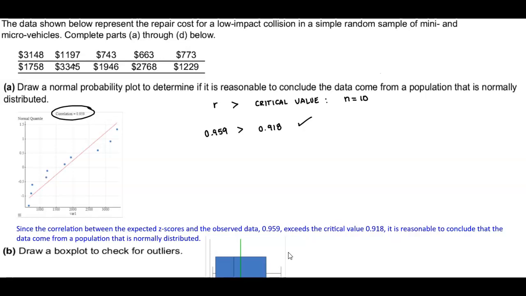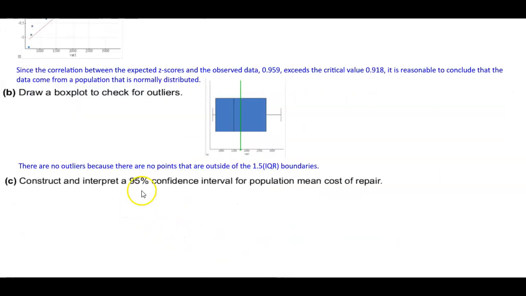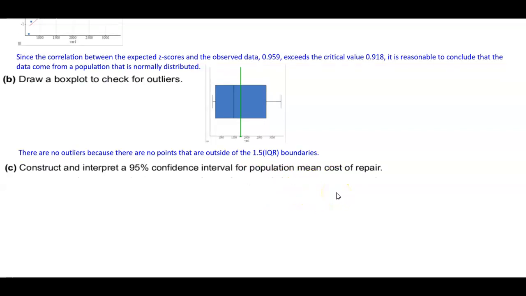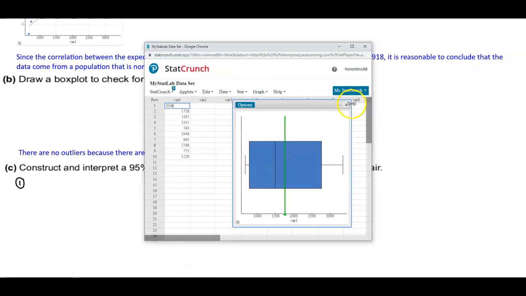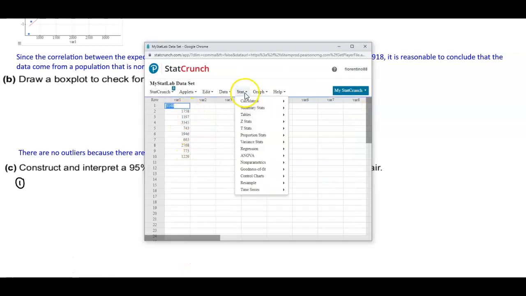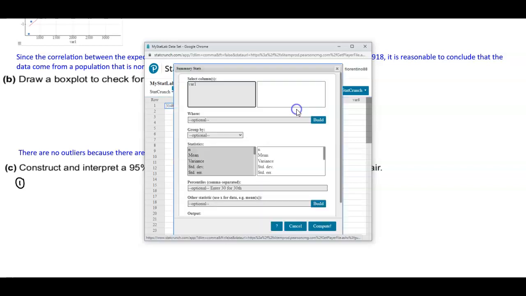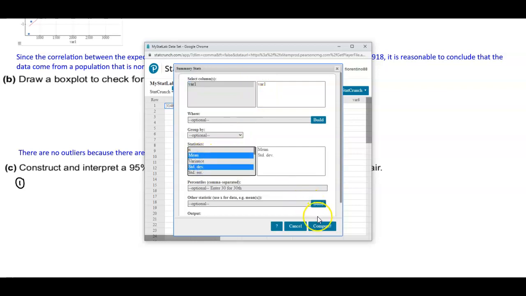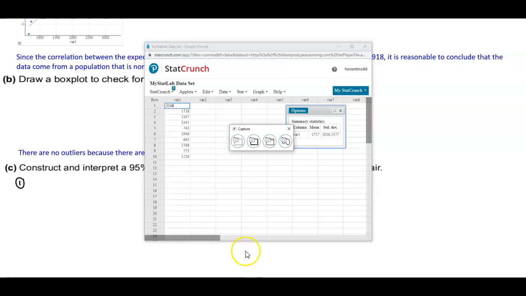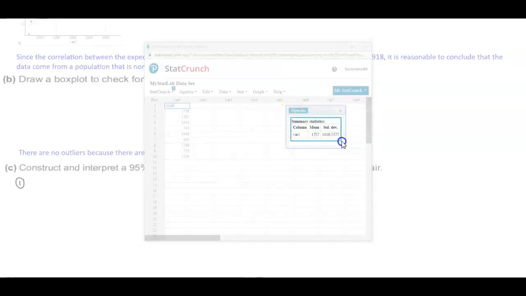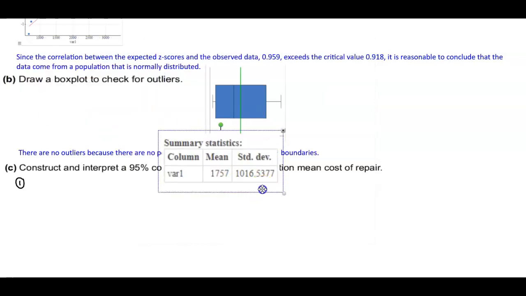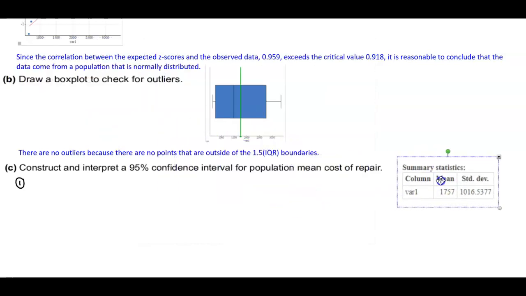Okay, now in part C, they want us to construct and interpret a 95% confidence interval for the population mean cost of repair. So we want to find the mean, the standard deviation, and the sample size. So let's go ahead and do that using the data that we have from StatCrunch. We're first going to select Stat, go to Summary Stats, and go to Columns. We're going to select the variable 1 for our column, and we want the mean and the standard deviation. So let's go ahead and copy that. Okay, so there's the mean and the standard deviation.